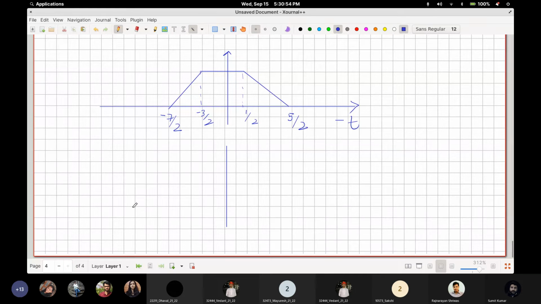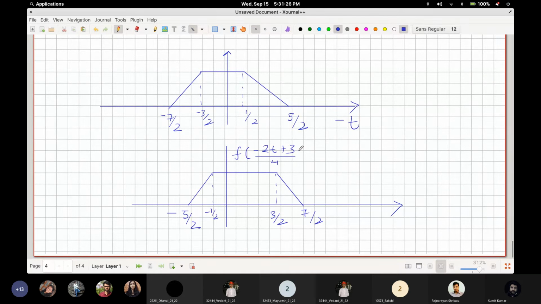Minus half will go to half, 3/2 will go to minus 3/2, minus 7/2 will go to 7/2. Let me just draw that. Okay, so you will see that it is something like this. And this point becomes 7/2, this point becomes 3 by 2, this point becomes minus half, and this becomes minus 5 by 2. And you can see this is the same function, and this is what? F of minus 2t plus 3 divided by 4, isn't it?